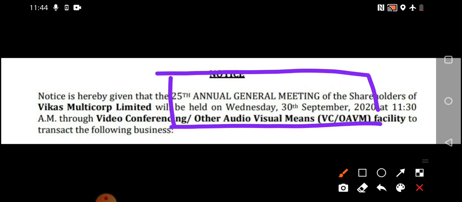So we can see that the AGM of Vikas Multicorp, that is the 25th annual general meeting of the shareholders, will be scheduled on Wednesday. So that is 30th September at 11:30 a.m. through video conferencing. So this is the AGM that will be held on Wednesday.